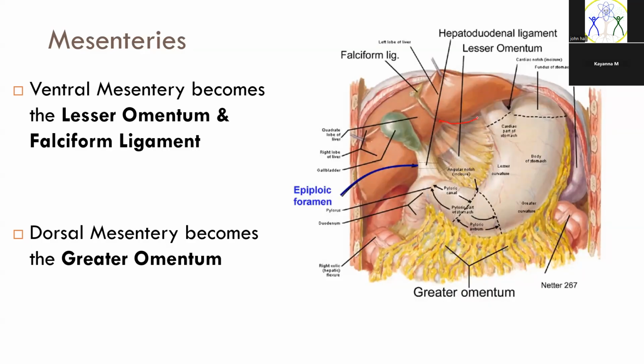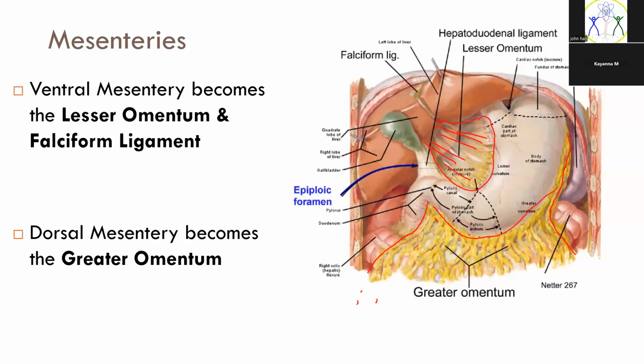Okay, so this here is our lesser omentum, and of course it attaches to the liver, and then the liver attaches to the diaphragm. So the stomach is suspended essentially, partially from the liver. Okay, then now coming off of the stomach itself, we have this sheet here of tissue, and this is now the greater omentum.